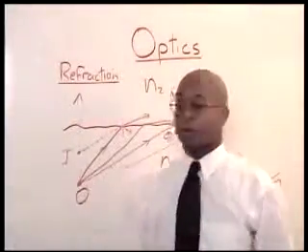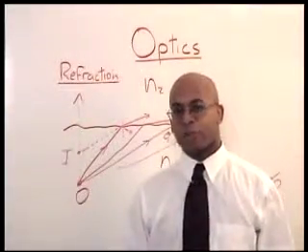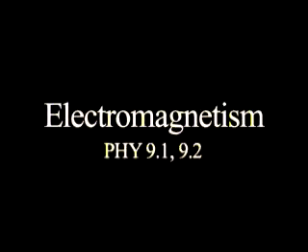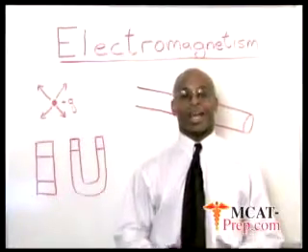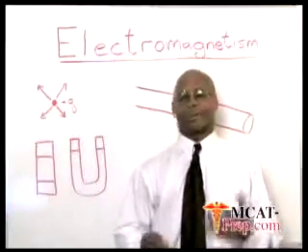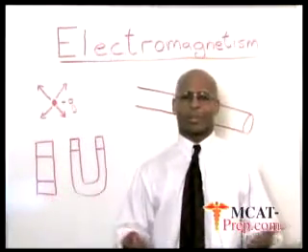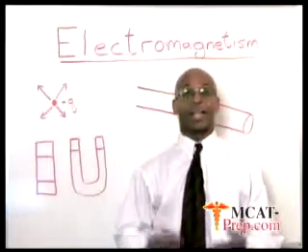Thus, we've completed our review of reflection, refraction, and optics. We're going to learn how a television works. And in order to do so, we're going to have to learn a few concepts to do with the MCAT. Something like electromagnetism.